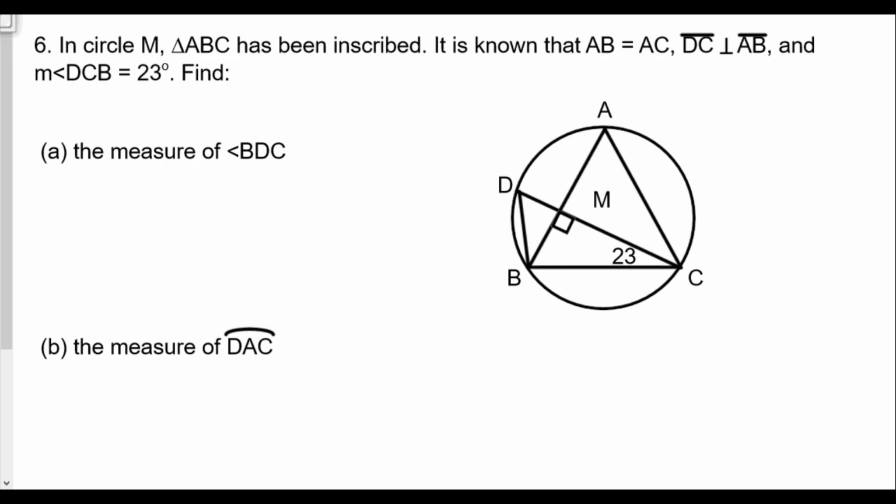Here we have circle M, and triangle ABC has been inscribed in circle M. It is known that line segment AB has the same measure as line segment AC, and DC is perpendicular to AB, and the measure of angle DCB is 23 degrees. We want to find the measure of angle BDC. So angle BDC, we're trying to find this angle here.